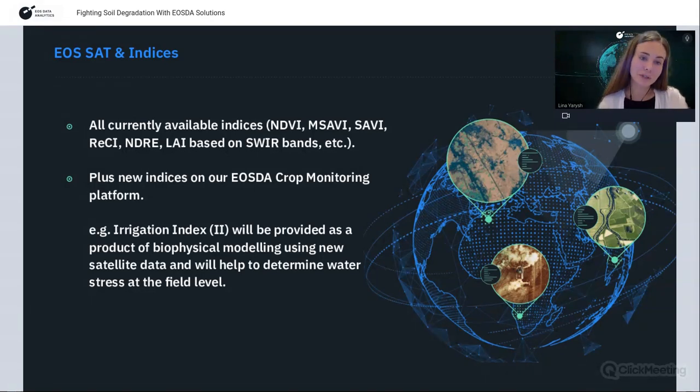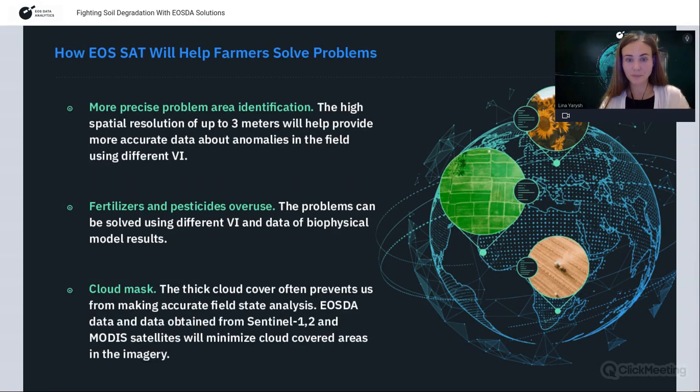All the popular indices, NDVI, MSAVI, SAVI, RECI, and DRI, will be available. And also, the SWIR channel will allow us to get an irrigation index that we will be able to use in biophysical models as well.